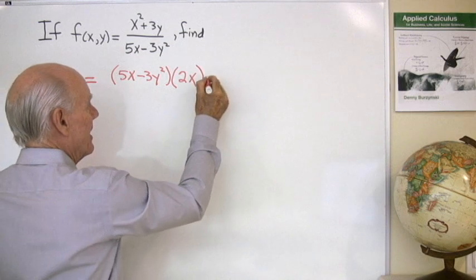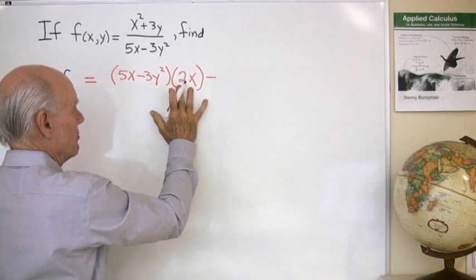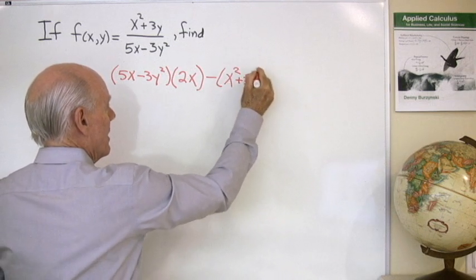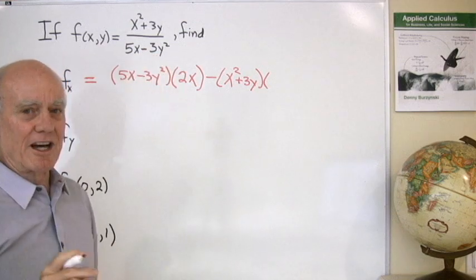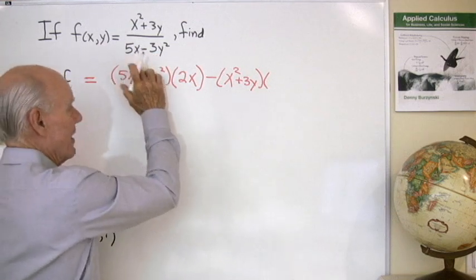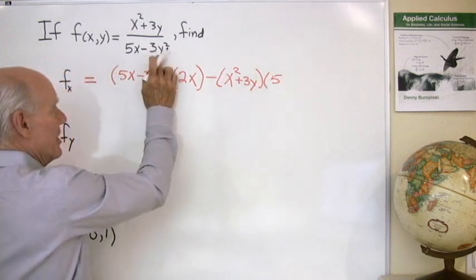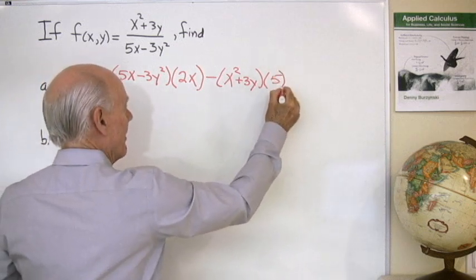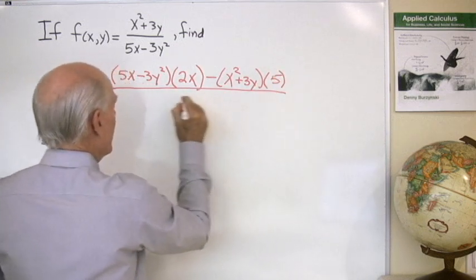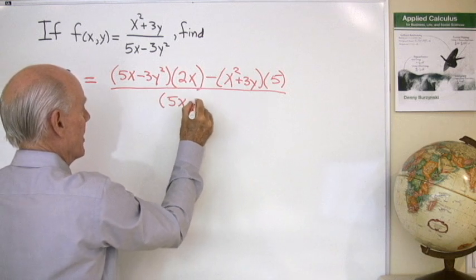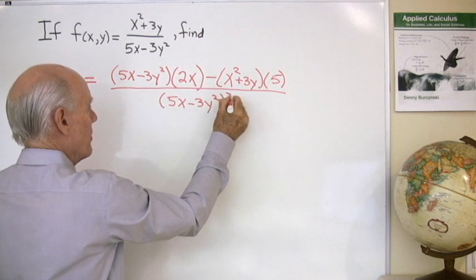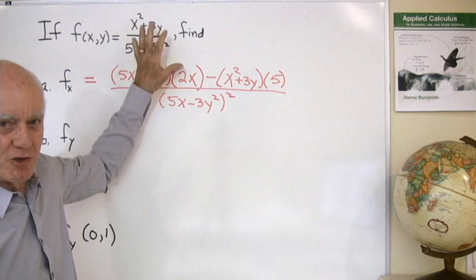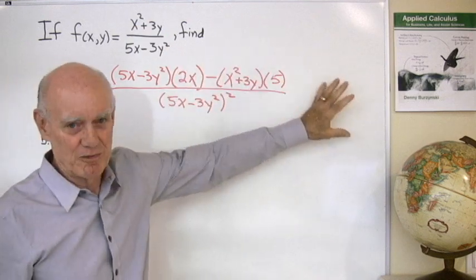So I'm done with that. Minus the numerator, x squared plus 3y, times the derivative with respect to x of the denominator. I differentiate 5x, I get 5. Minus, I differentiate 3y squared, where y is a constant, I get 0. So that just turns out to be 5. And that's all over the denominator squared, 5x minus 3y squared, squared. If you can get this right here, then you understand partial derivatives using the quotient rule. The rest is algebra trying to simplify this.